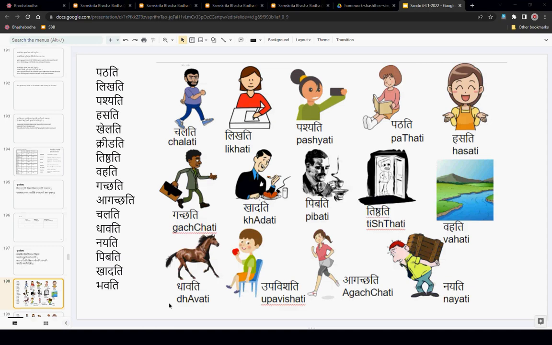Only thing, gachati. What is the meaning of gachati? Going. So, going, but technically it actually means reaching. So think in that sense. Then what does it become? Akarmaka or sakarmaka? Sakarmaka, then it becomes. Reaching something. So it becomes sakarmaka.